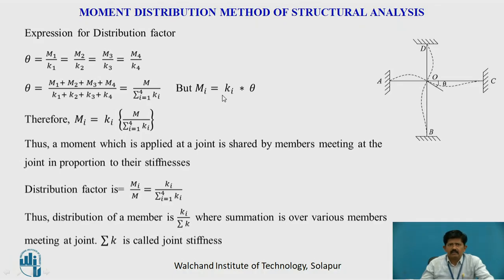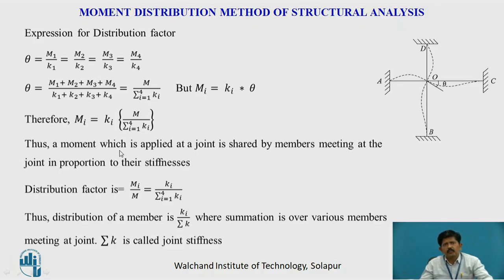So, that is again equal to the summation of stiffness, that is Ki from member 1 to 4. But we know that Mi is equal to Ki into theta. Now, putting the value of theta, theta here is equal to M upon summation of Ki. So, putting this value in this equation, what will we get? Mi is equal to Ki into bracket M upon summation of Ki, where i goes from 1 to 4, that is the number of members meeting at the joint.